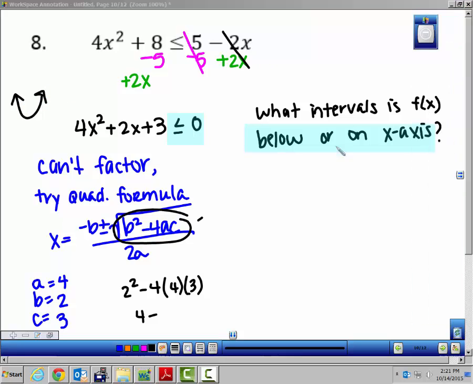So this is asking, on what intervals is the graph below the x-axis? Never. You could say empty set, no solution, never, however you want to say that.